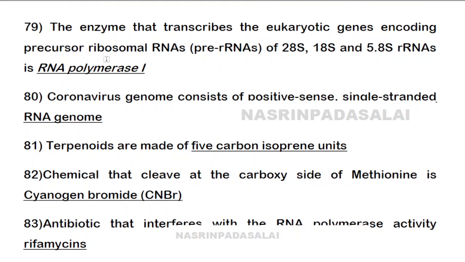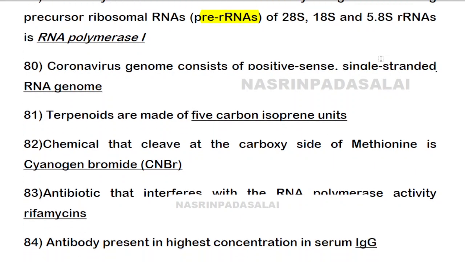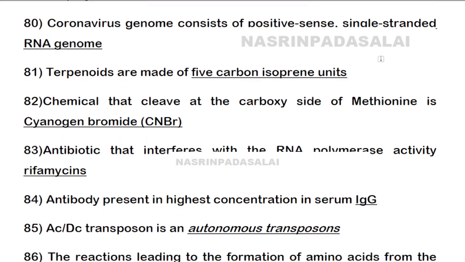Question number 79: the enzyme that transcribes the eukaryotic gene encoding pre-rRNA, like 28S, 18S, 5.8S, is RNA pol 1. RNA pol 1 is involved in transcribing 28S, 18S and 5.8S rRNA. So which RNA polymerase is involved in transcribing 5S ribosomal RNA? Tell me in the comment section. If you don't know, ask me, and I will mention the answer.